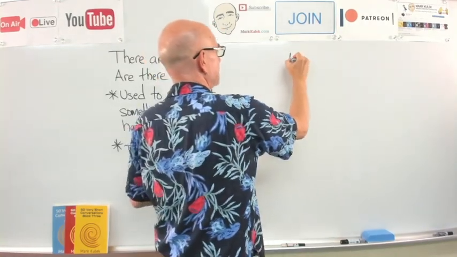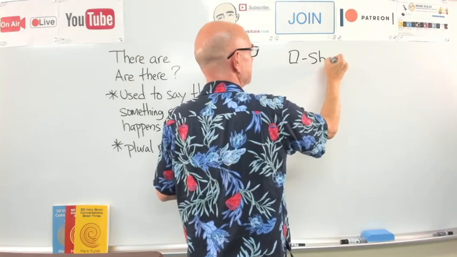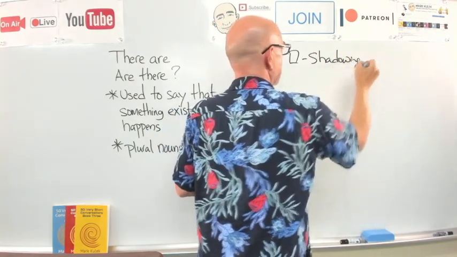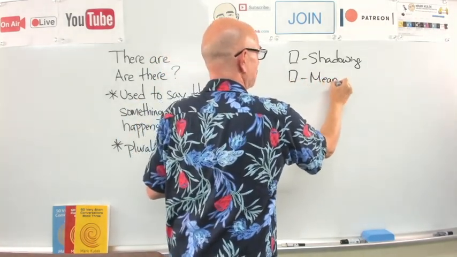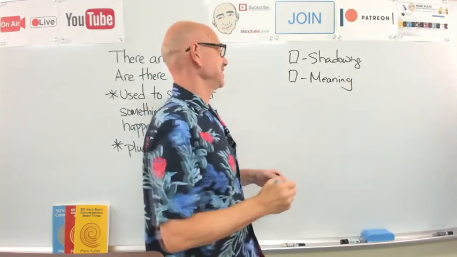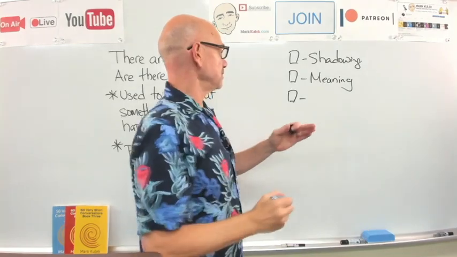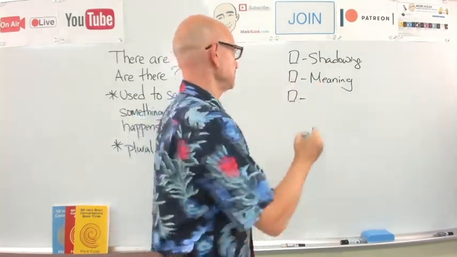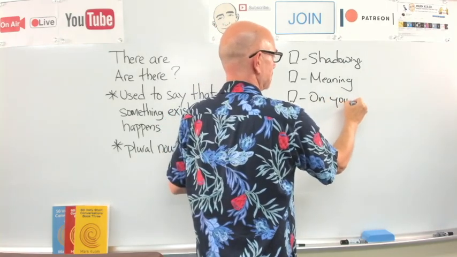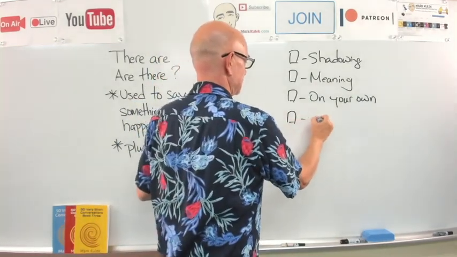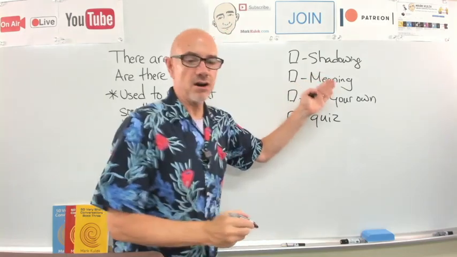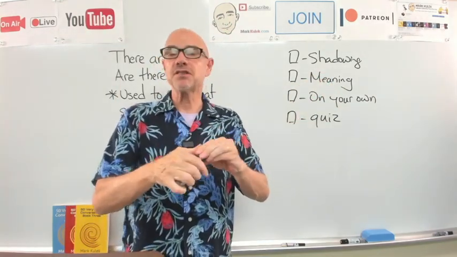And we will have four steps. Step one, of course, is shadowing. Listening and speaking at the same time. Then, step two, we'll talk about the meaning. What the sentence means. Step three, you will do it on your own. And then step four, we will have a quiz. So here are four steps to your success.